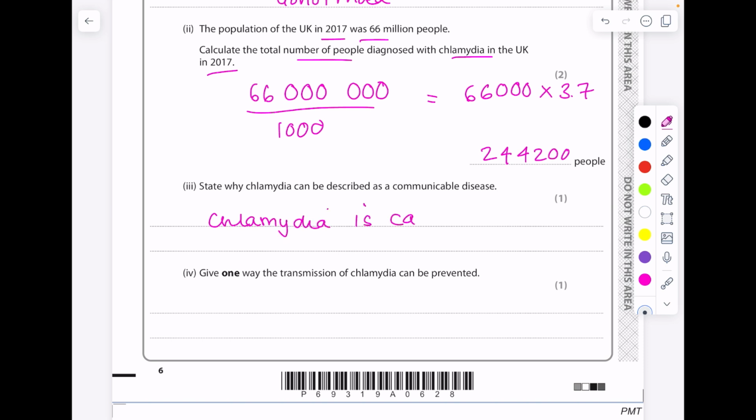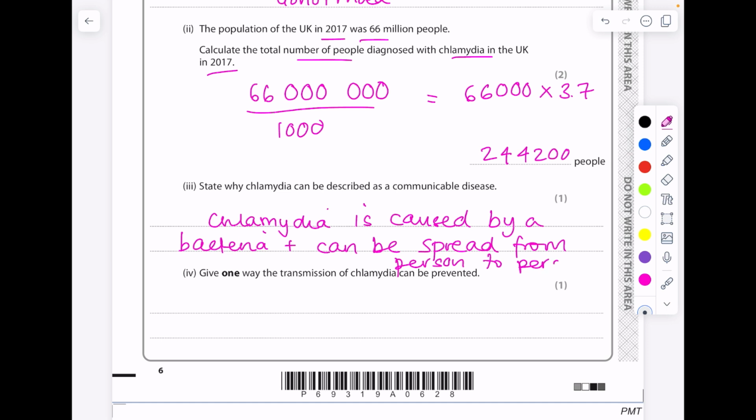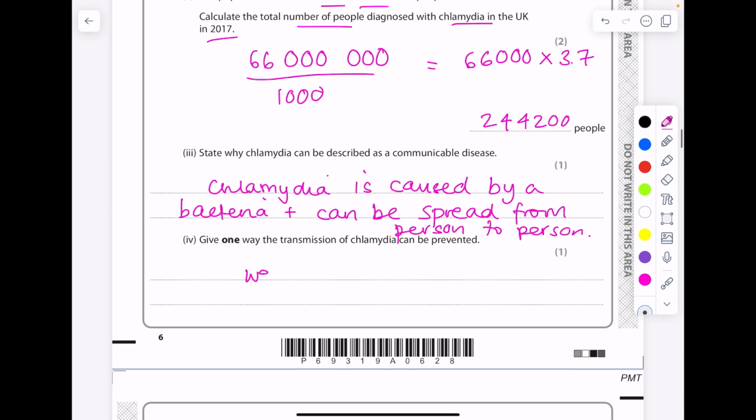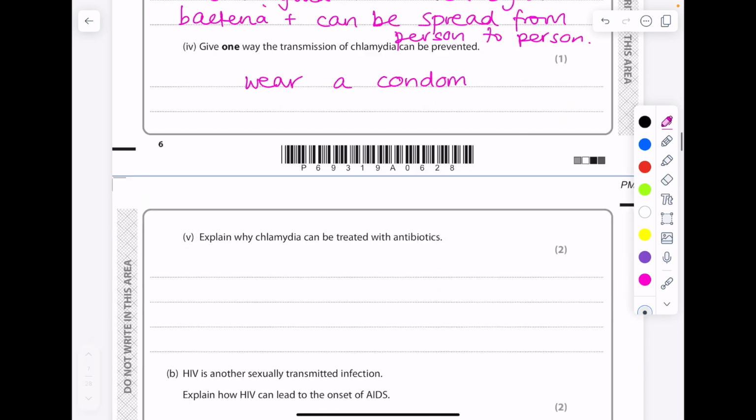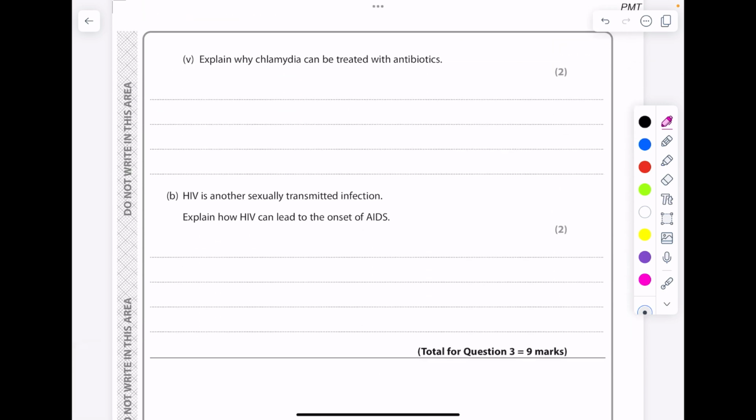State why chlamydia can be described as a communicable disease: because chlamydia is caused by a bacteria and can be spread from person to person. Give one way in which the transmission of chlamydia can be prevented. I'd just write wear a condom. It creates a barrier stopping the movement of that bacterium. Explain why chlamydia can be treated with antibiotics. Remember, antibiotics kill bacteria. Chlamydia is a bacteria.